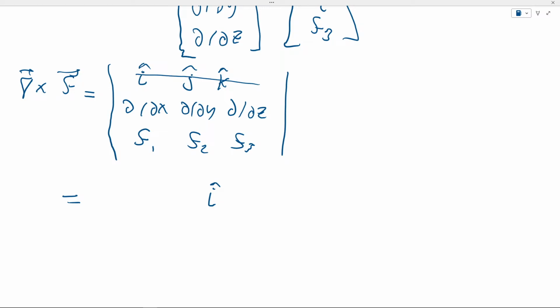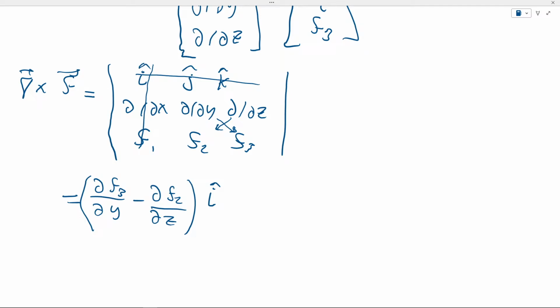Like you cross this guy, and then you multiply this guy with this guy, and you subtract it from the multiplication of this guy with this guy. So what is this? So that would be ∂f3/∂y minus ∂f2/∂z. Yeah. And that would be in the i direction. That's the curl in the i direction.